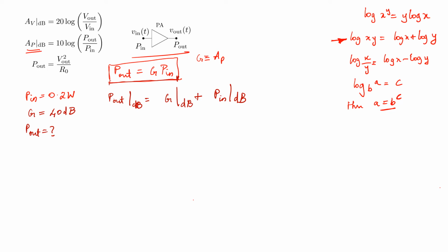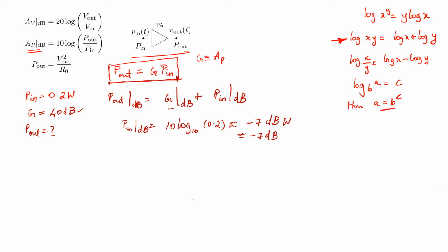So for that, we need to know the gain in dB, which is already given, but the P in has been given as 0.2 watts. So we would want to convert the input power to dB. P in dB, therefore, is going to be simply 10 times log base 10 of 0.2, and that is going to be roughly minus 7 dB watts, or simply you can write it as minus 7 dB.